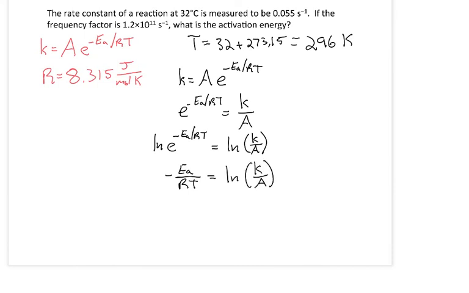So then I'm left with minus Ea over RT is equal to the natural log of k over A. And so now to isolate the activation energy, I'll multiply both sides by negative RT. And so the activation energy is going to be minus RT times the natural log of the rate constant over the frequency factor. All right, and so to give myself a little more room, I'll go on to the next slide and plug in my numbers.